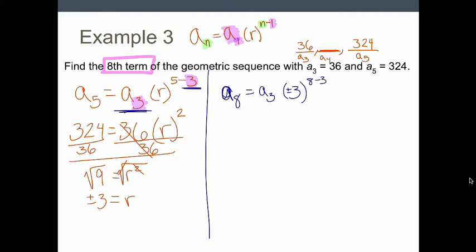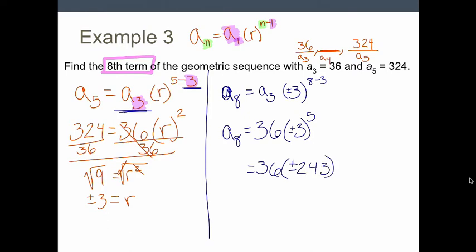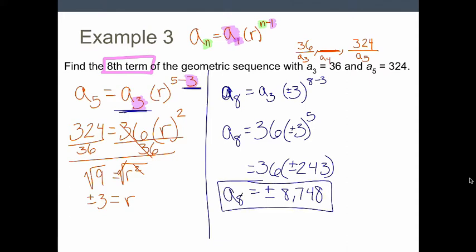My exponent is going to be then 8 minus 3. A sub 8 again is what I'm looking for. The value of a sub 3 is 36. That's going to be times 3 to the power of 5. 3, whether positive or negative, to the power of 5, would leave me with a positive or negative 243. Multiplying that by 36 will leave me with a positive or negative 8,748. So my eighth term is going to be either positive or negative 8,748.